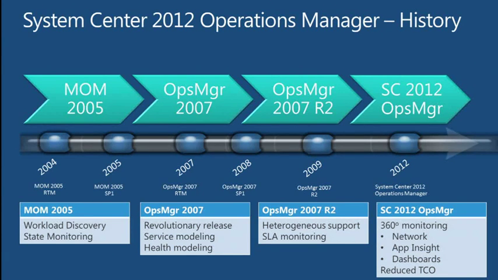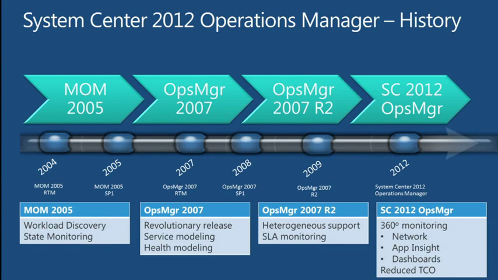With 2007 R2, we recognized that not all environments are homogeneous, and we need to support those heterogeneous, and providing support across our Unix and Linux environments as well. We also started introducing more concepts around, okay, how do we get information out to the business owners of applications and services with the introduction of SLA monitoring.